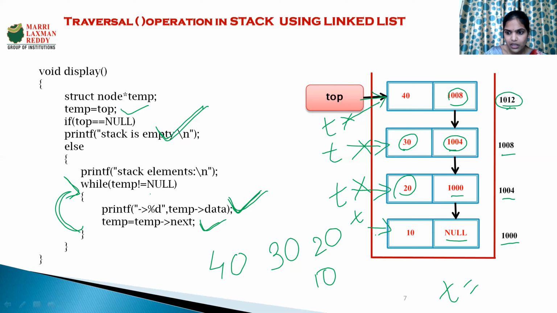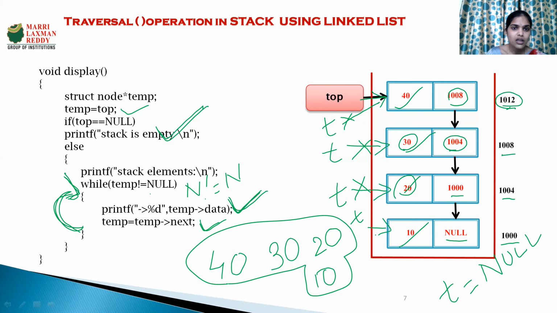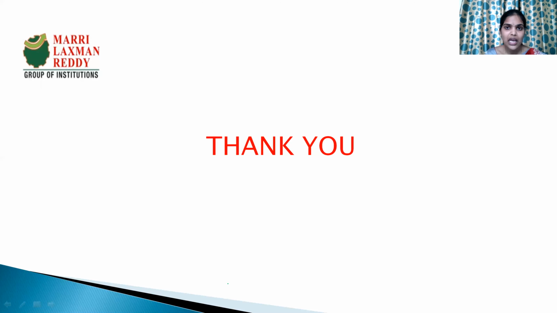So temp is null. Now again, I'm repeating the while loop. Now what is the temp value? Null. Null not equal to null? The condition is false. So we exit from the while loop, and meanwhile all the data like 40, 30, 20, 10 got printed. This is how we perform the traversal operation in a linked list. Hope you have understood how a stack is implemented using a linked list. Thank you.